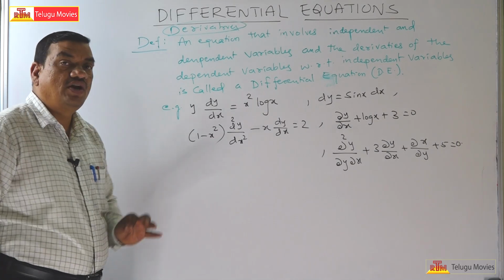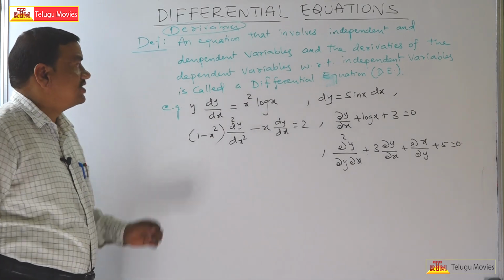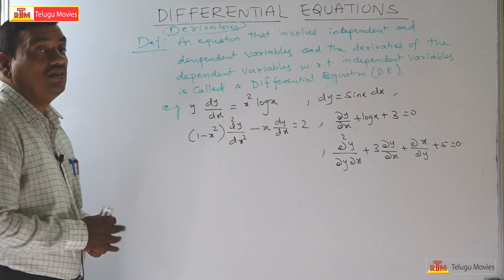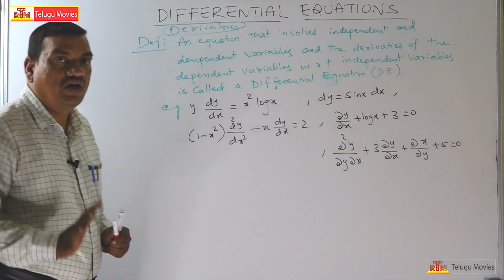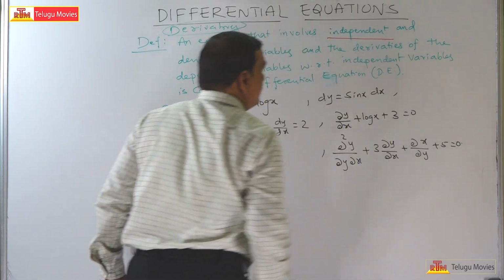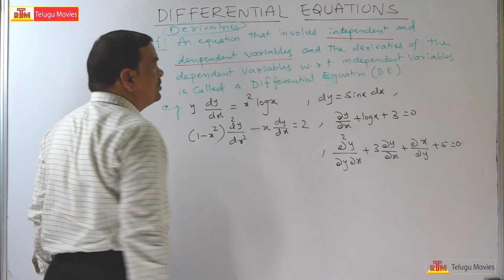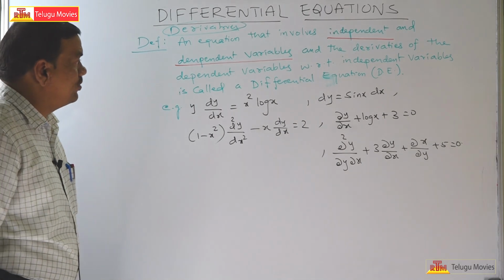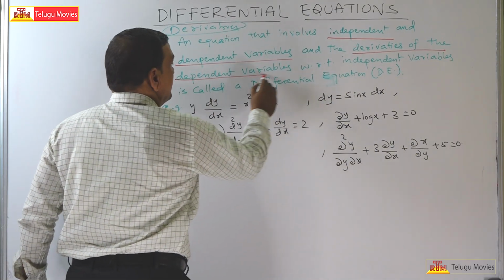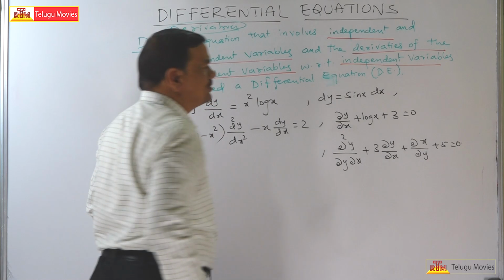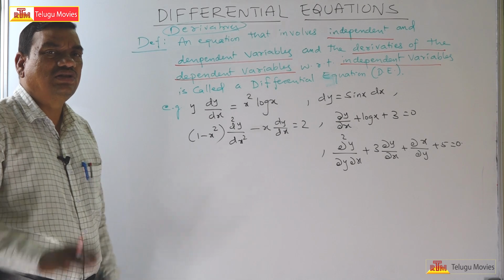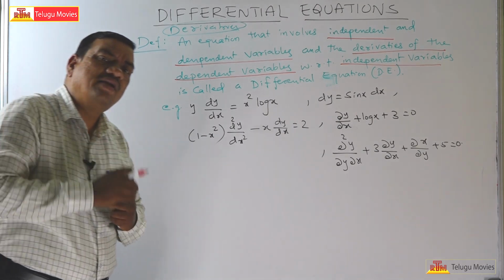Now see the actual definition of a differential equation. A differential equation is an equation that involves independent and dependent variables, and the derivatives of the dependent variables with respect to the independent variables. First of all, you should know what an independent variable is and what a dependent variable is. It is a very basic concept.